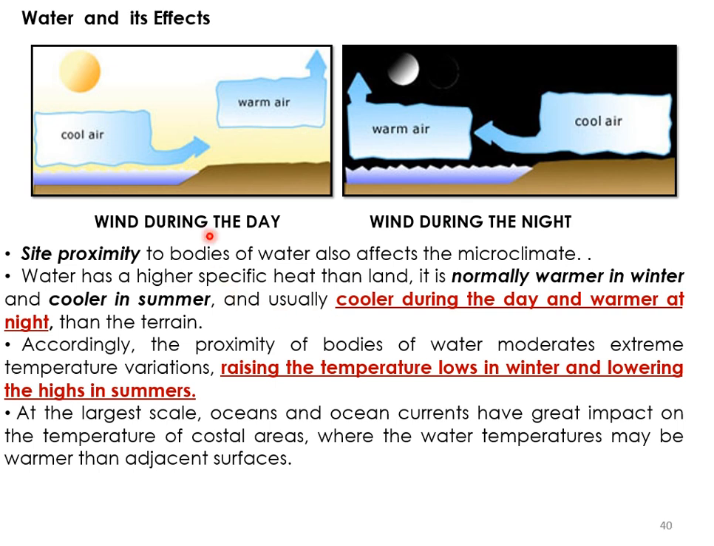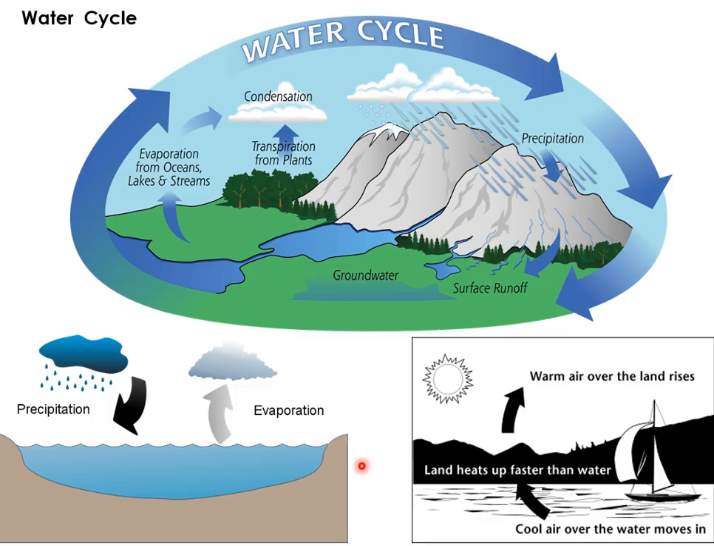So it's a very important factor whether your building or any infrastructure is located near the water body, and what type of structure is going to be there, whether it is a public space or a private space, that depends. So it says accordingly the proximity of bodies of water. Water moderates extreme temperature variations, raising the temperature lows in winter and lowering the highs in summer. On a large scale, it is dependable because it's a coastal region. The water body and water temperatures are dependable on a very large scale.